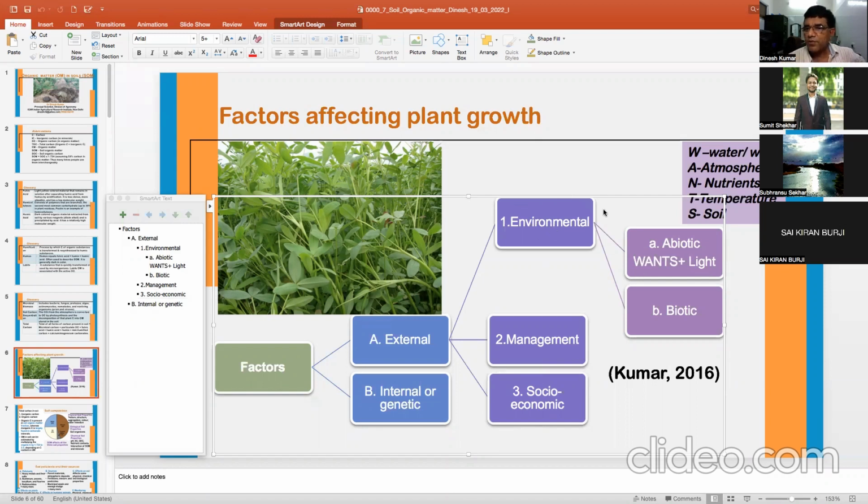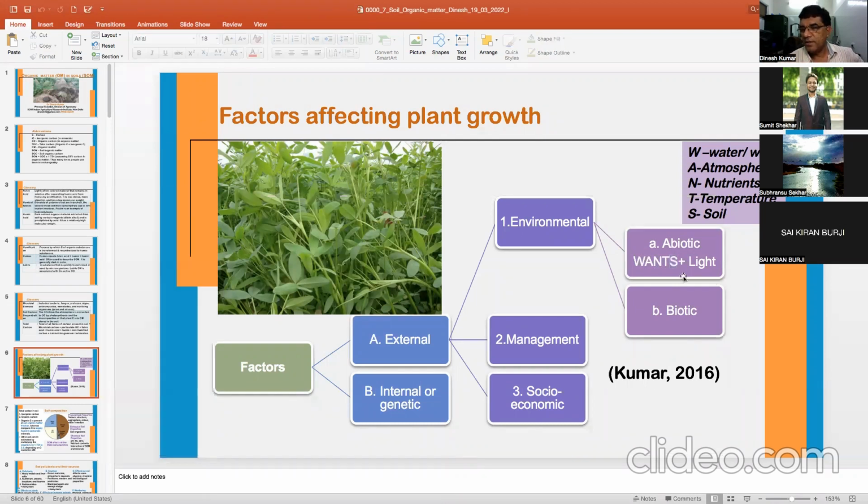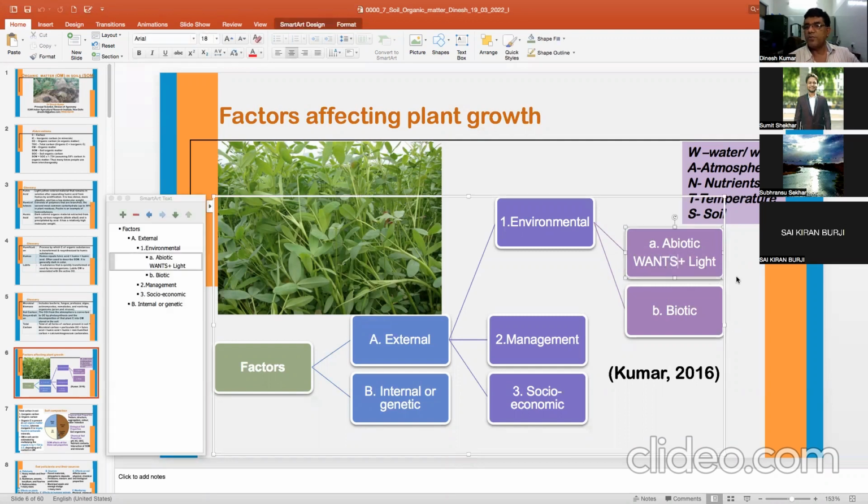In environmental factors, you have two, abiotic and biotic. So biotic factors like insect pests, disease, and weeds. So they will affect the growth. And if you manage them, if you maintain them, or if you control them, then you can get better growth. And if biotic factors are not controlled, you will get poor growth. Then comes your abiotic factor under environmental factor. It includes WANTS plus light. WANTS is your water, air, nutrients, temperature, and soil, plus light. So WANTS plus light: water, air, nutrients, temperature, and soil, or somewhere to grow.